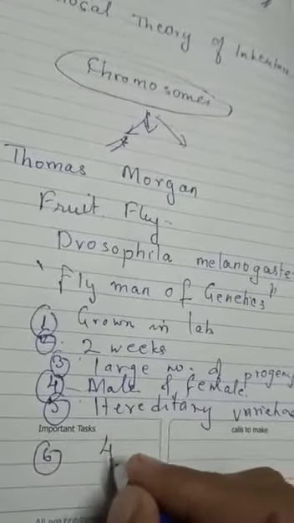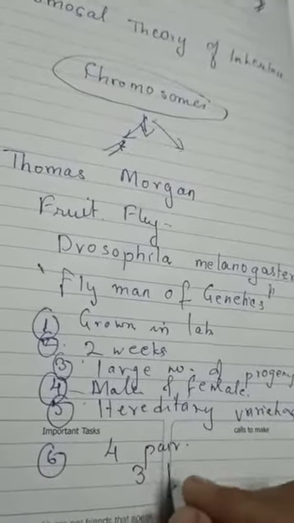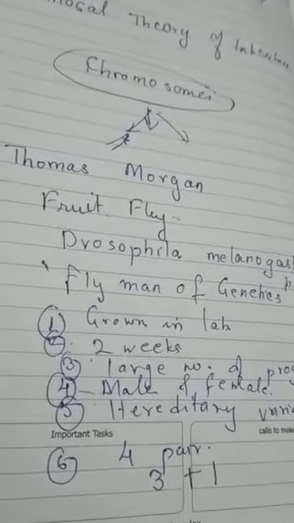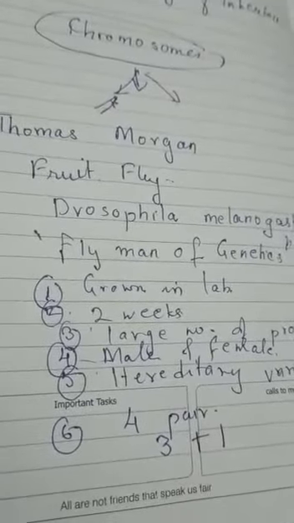And it had 4 pairs of chromosomes, 3 autosomes and 1 sex chromosome. These were the reasons why he chose Drosophila for his study.